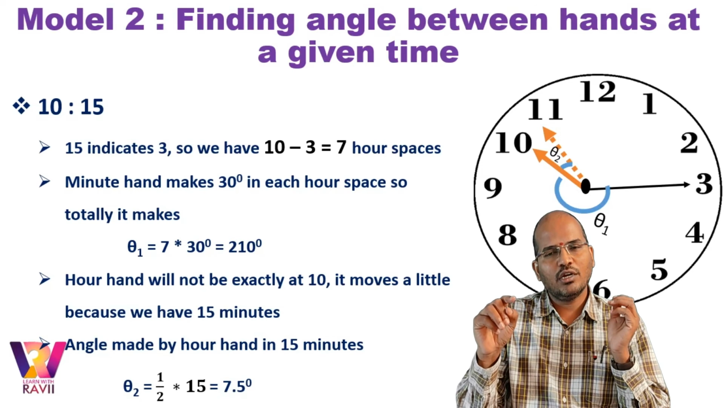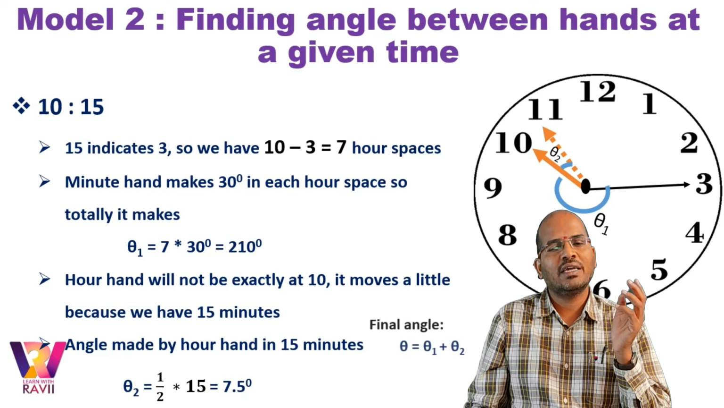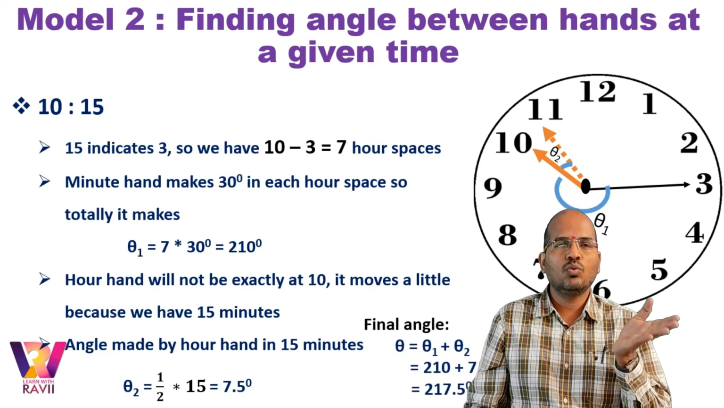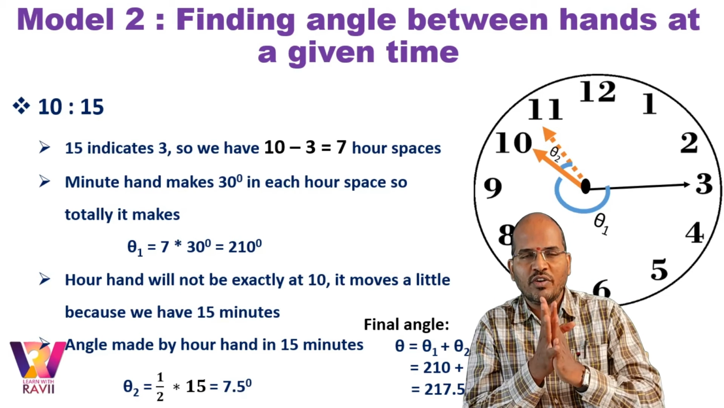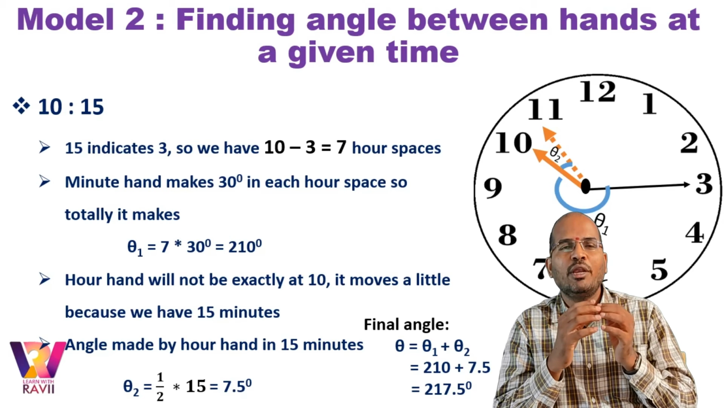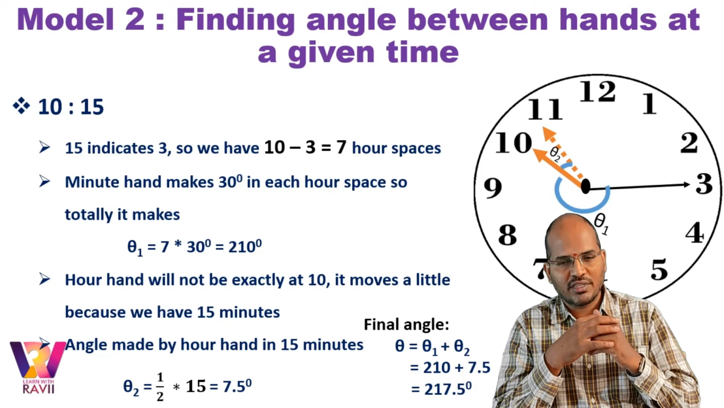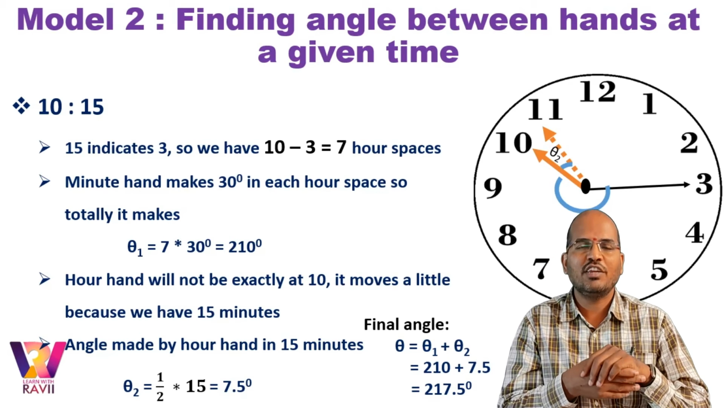Now from 3 to the hour hand, the total angle is taken as theta 1 plus theta 2. That would be 210 plus 7.5, which is 217.5. This 217.5 is the reflex angle we got. So keep in mind, when the angle is more than 180 degrees, we call it a reflex angle. So we got 217.5, which is the reflex angle.